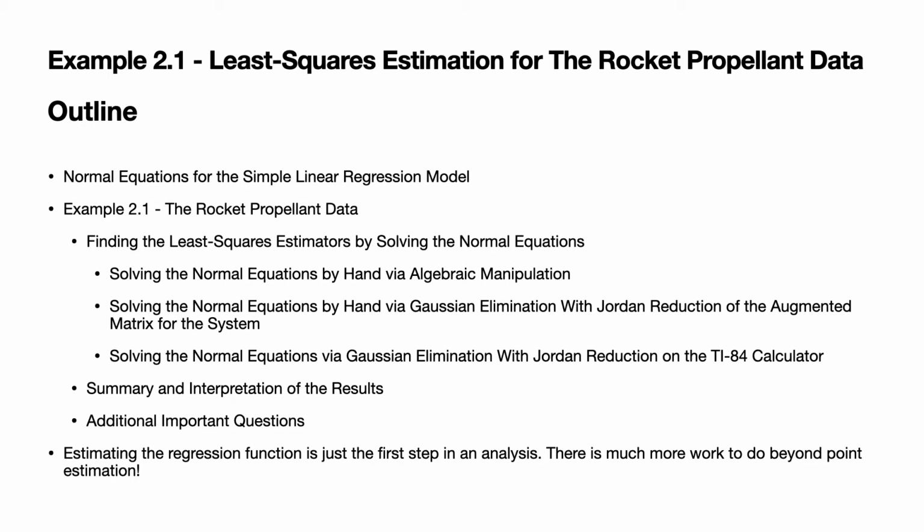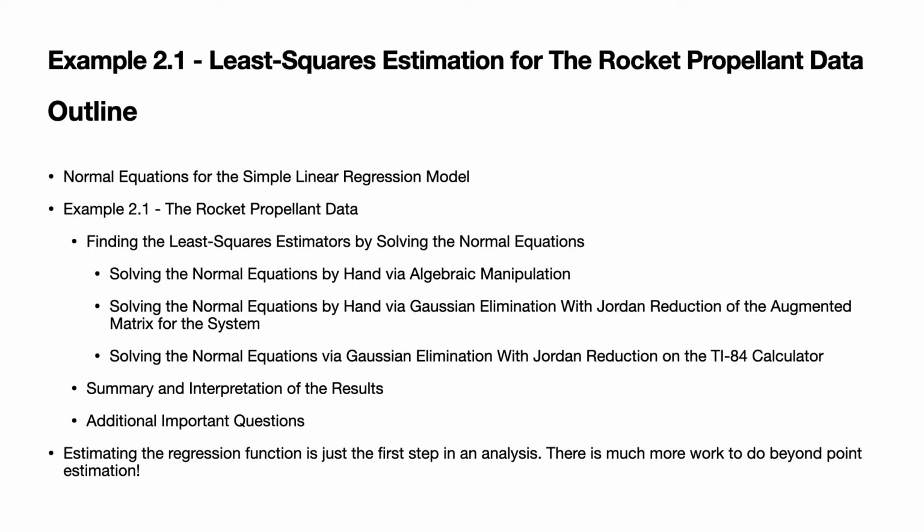So here's an outline of what we'll be looking at in this lecture. We'll first remind ourselves of the normal equations for the simple linear regression model. We'll then look at example 2.1, called the rocket propellant data in the text. We'll look at finding the least squares estimators for model parameters by solving the normal equations. First, we'll solve them by hand using algebraic manipulation of the equations in the system.